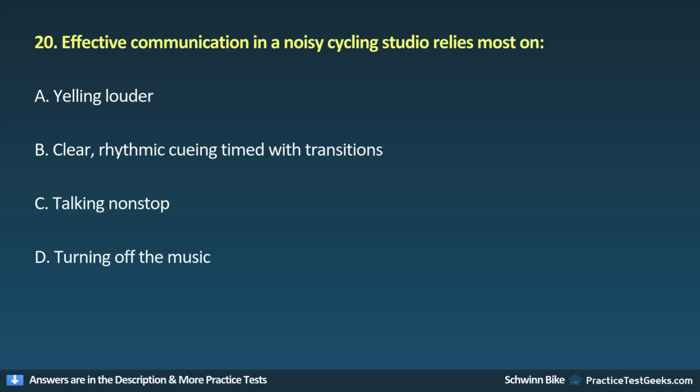20. Effective communication in a noisy cycling studio relies most on A. yelling louder, B. Clear, rhythmic cueing timed with transitions, C. Talking nonstop, D. Turning off the music.